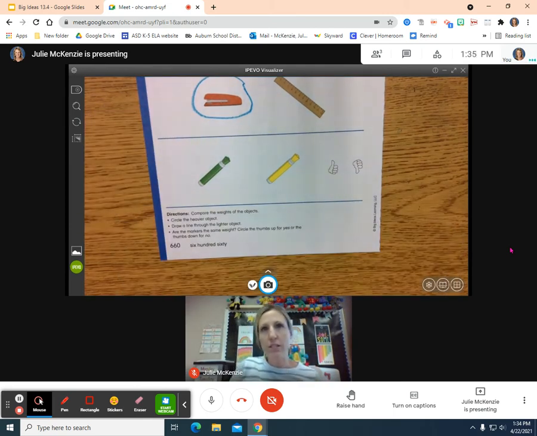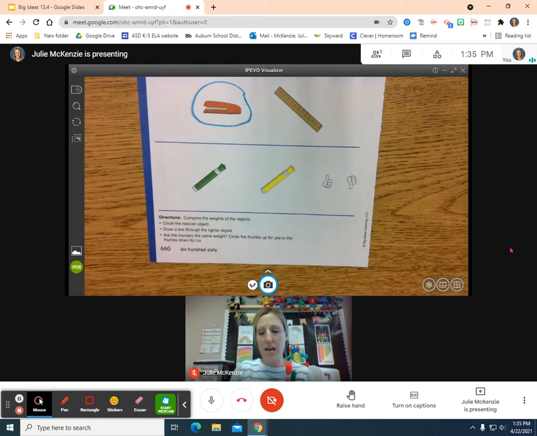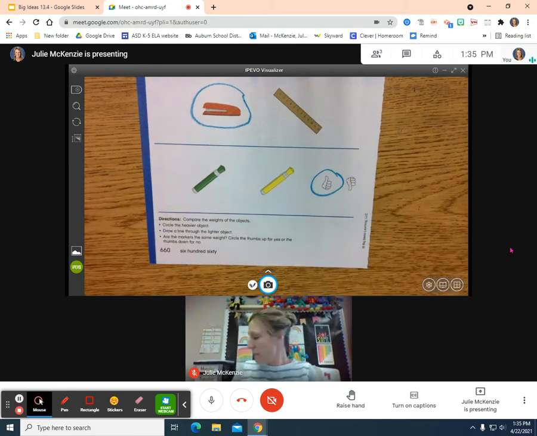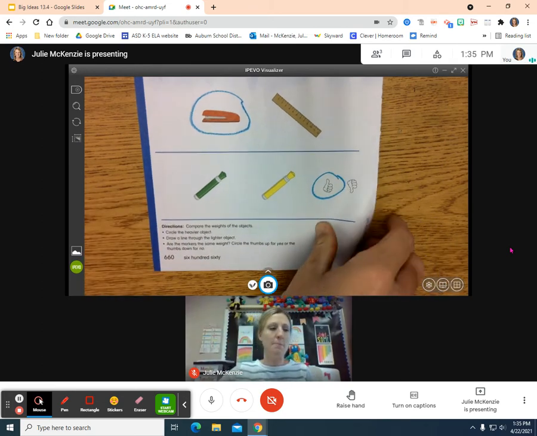What about these two? Are the markers the same weight? If I have two of the exact same markers, but they're just a different color, are they the same weight? Does my marker in this hand weigh the same as my marker in this hand? Yeah, they're the same. They're the same weight. So we're going to circle thumbs up. Thumbs up means yes, those are the same.